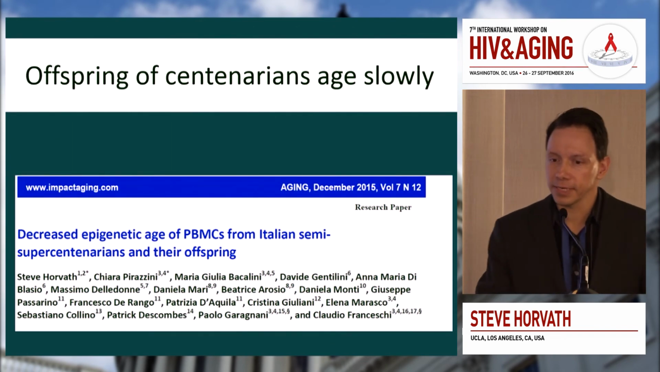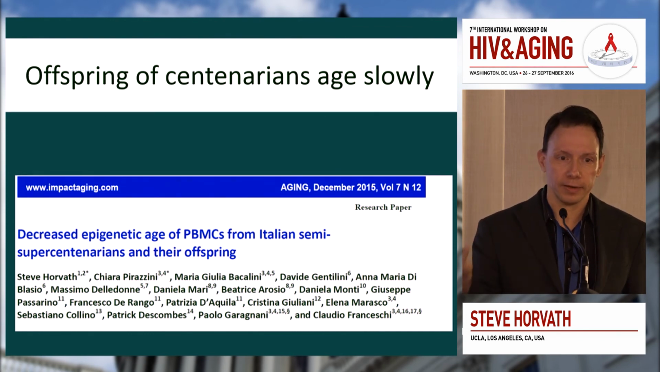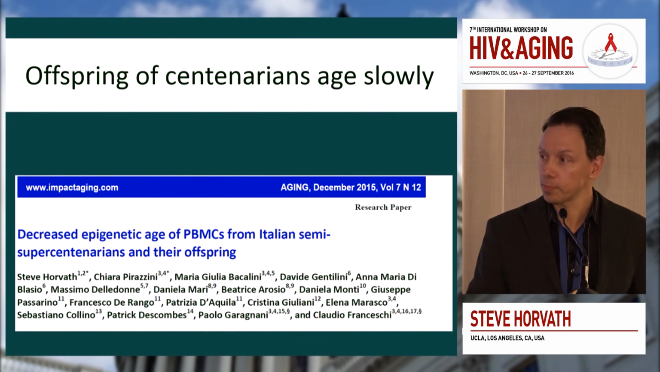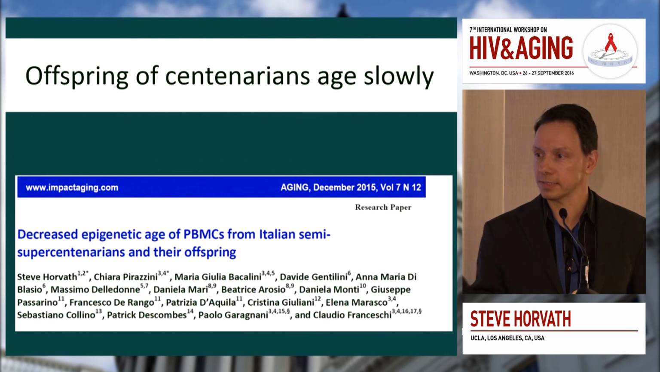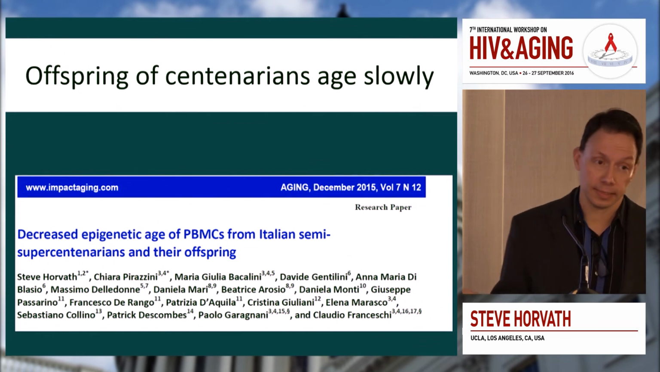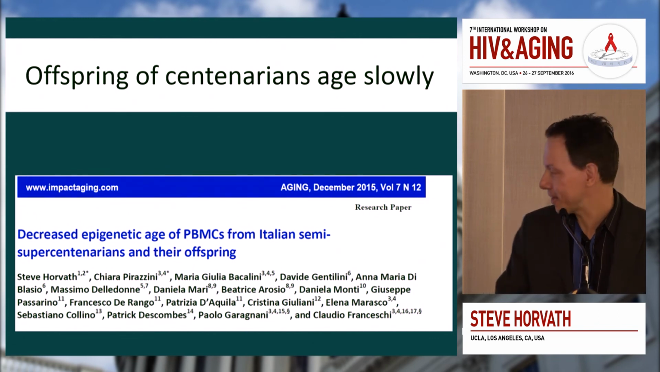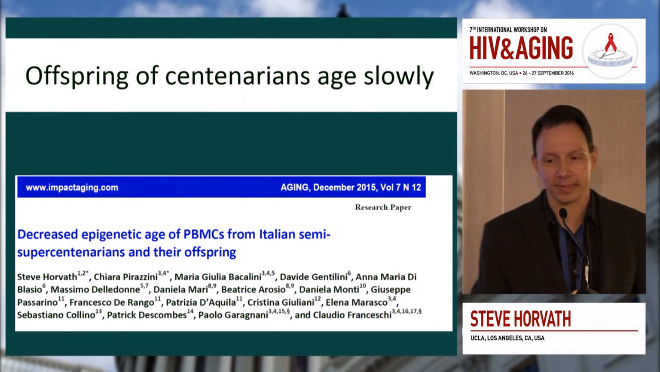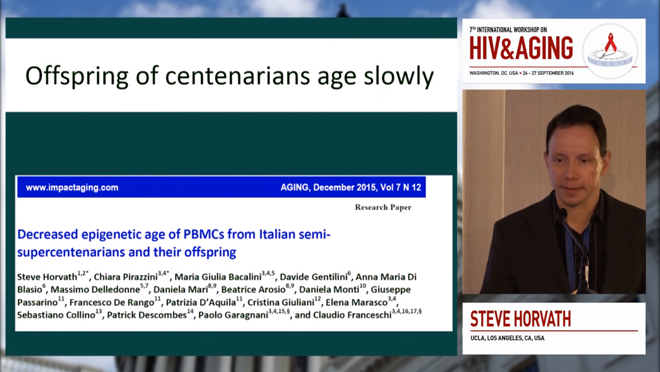I looked at centenarians, and it turns out if you have a parent who lived till age 100, then arguably you probably inherit longevity genes, and therefore you might expect that your epigenetic age in blood is younger than that of a person who doesn't have a centenarian parent. And the answer is yes, that's true. So at least in Italians. So this was a collaboration with Claudio Franceschi, Paolo Garagnani, and many others. I'm cautious about it. I emphasize Italians because I feel it needs to be validated in other populations.